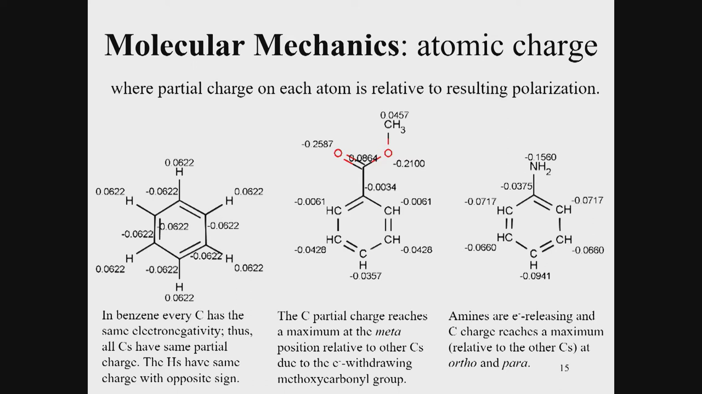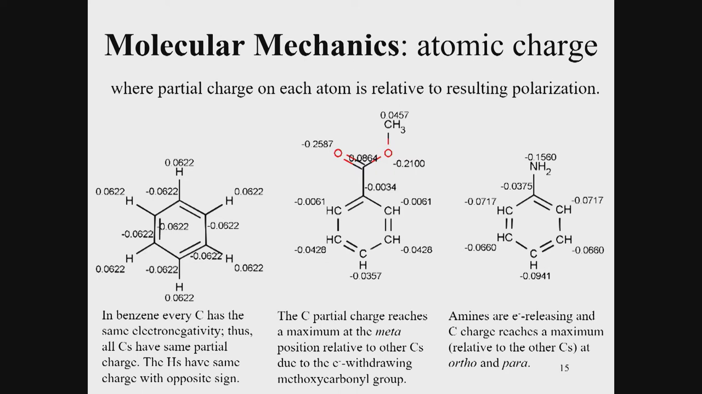So on the left here, we have just a simple benzene molecule, and you see that the carbons are a little bit electronegative with minus 0.0622, but each of the hydrogens is a little bit electropositive with plus 0.0622. Altogether, when we add up all these terms, of course, the total is zero. The molecule is neutral, but each of the atoms has a partial charge.